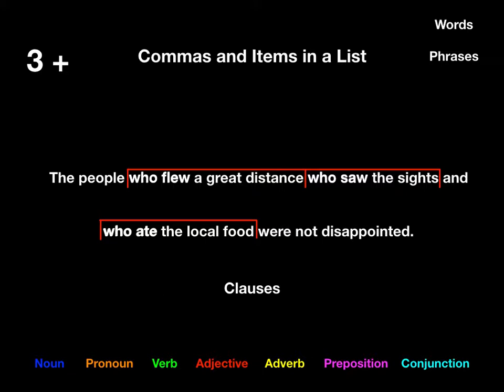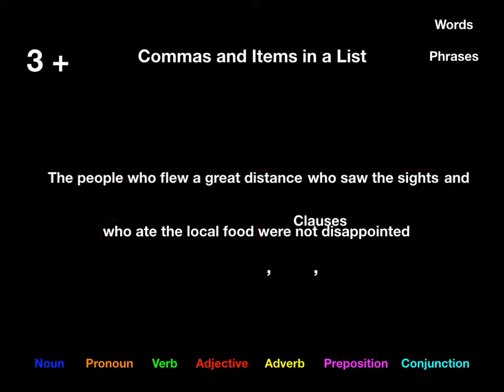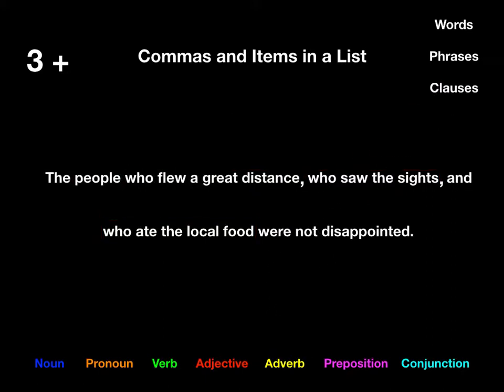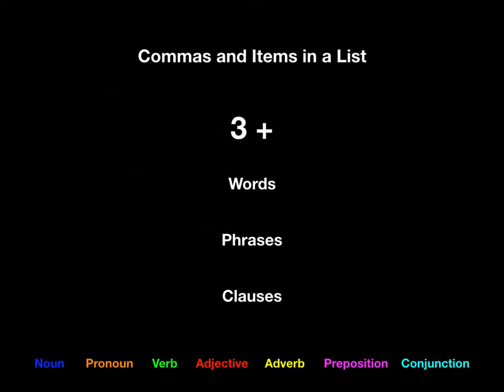Since we have 3 or more clauses within the sentence, we need to place commas between each of these items. The final sentence would then read, the people who flew a great distance, comma, who saw the sights, comma, and who ate the local food were not disappointed. Remember that when we are looking at errors with commas and items in a list, we must have 3 or more items in order to use commas, and these items can be words, phrases, or clauses.